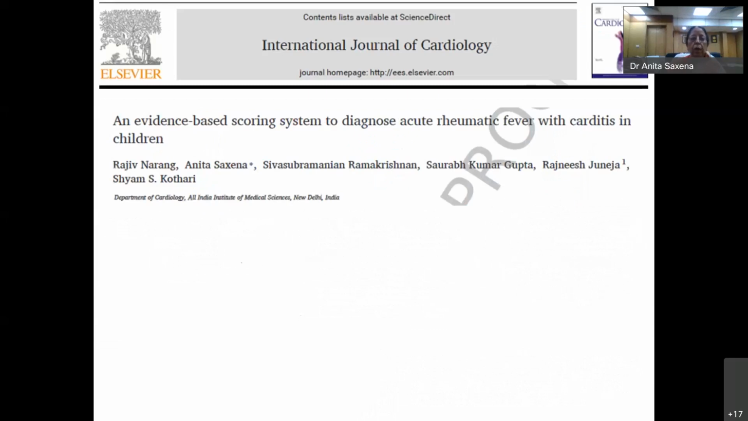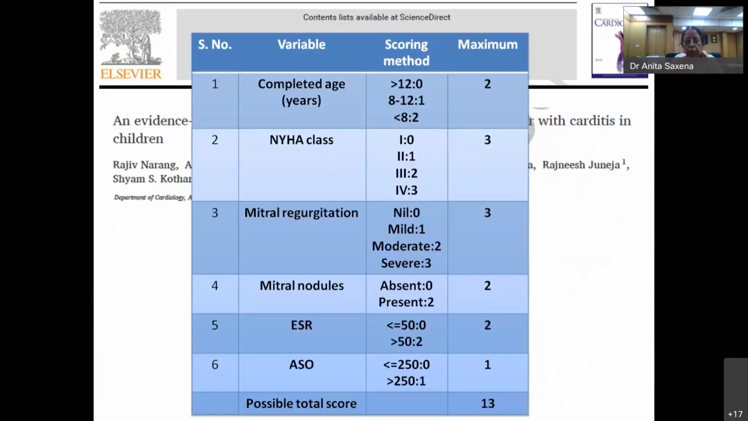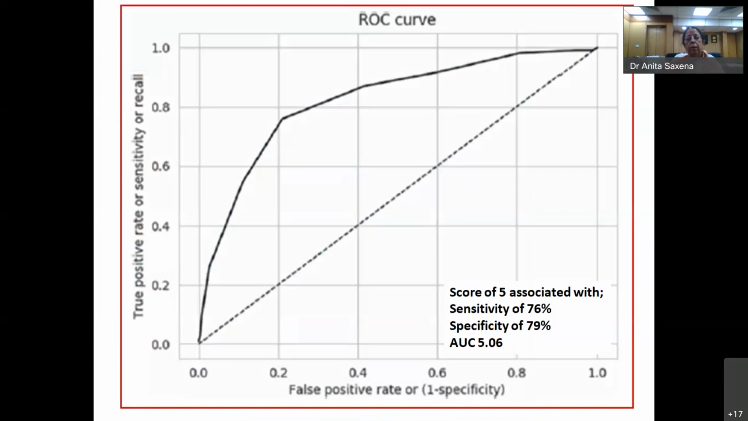So based on our experience, we came up with this scoring system to diagnose acute rheumatic fever in children with carditis. And we gave scores to the age, to the NYHA class, to the severity of mitral regurgitation, presence or absence of mitral nodules, ESR less than 50 or more than 50, and an ASO titer of 250 or more. The total score possibly could have been 13, but what we found was that if we get a score of 5 or more, we are likely to be dealing with a patient of acute rheumatic carditis. And the sensitivity of this scoring system was 76% with specificity of 79%. And that was quite good. And therefore, diagnosing rheumatic carditis by this scoring method could mean that we will be able to diagnose more cases rather than miss cases.